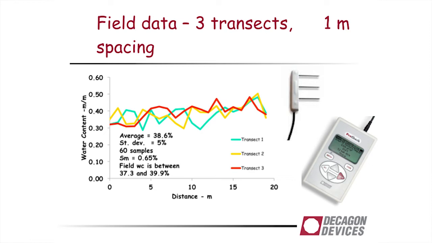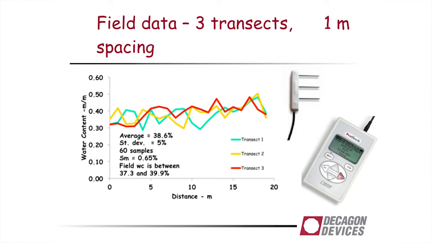We had 60 samples there. The average water content that we computed was 38.6%. The standard deviation was not 3%, but 5%. So the situation is even worse than we imagined with these calculations that we just did here.